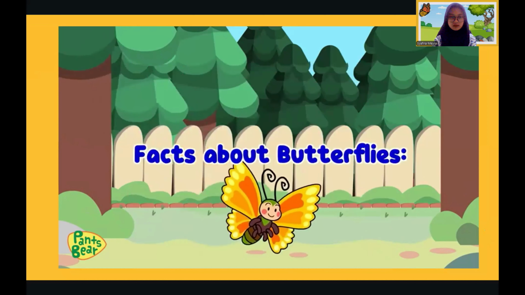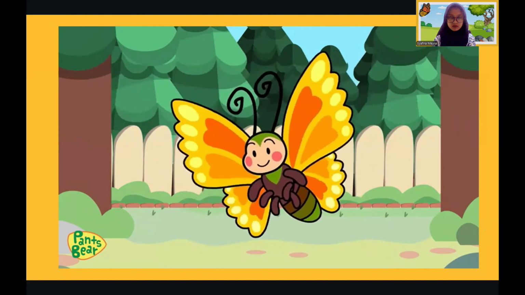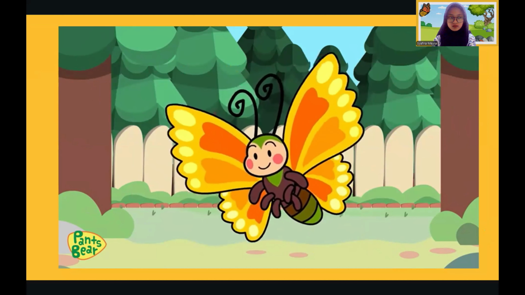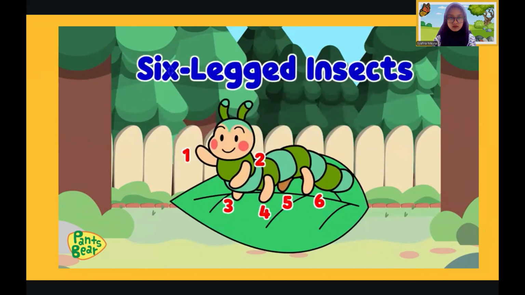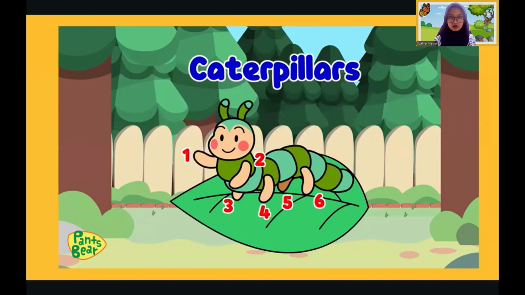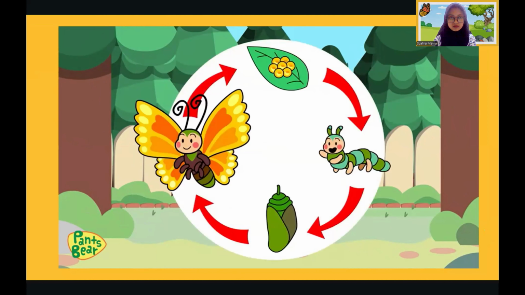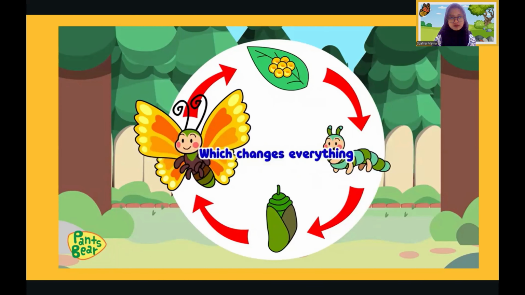Butterfly. Today we're going to learn about the most beautiful insect in the world, the butterfly. Here are some facts about butterflies. Butterflies are beautiful insects with brightly colored wings. But did you know that they were originally six-legged insects called caterpillars? As they grow, they undergo a transformation known as metamorphosis, which changes their physical appearance.